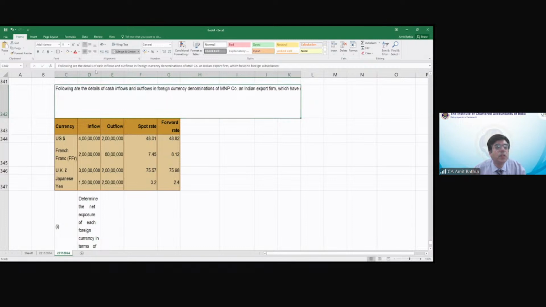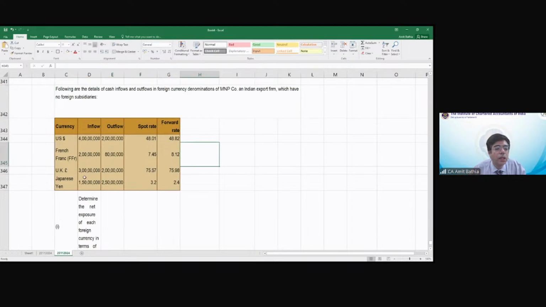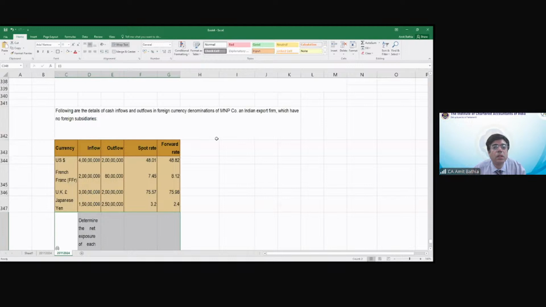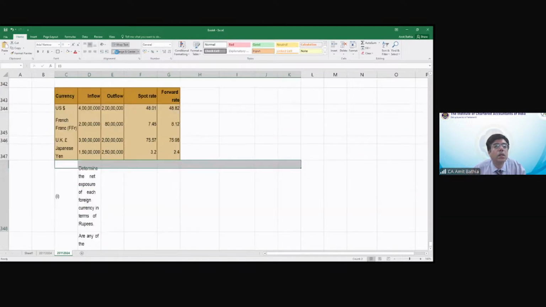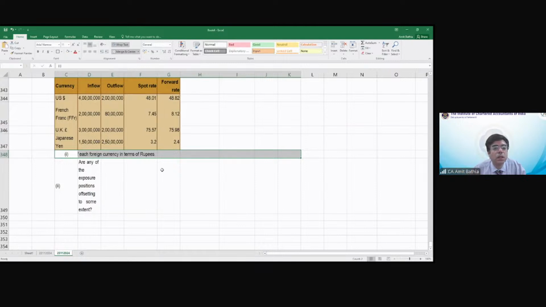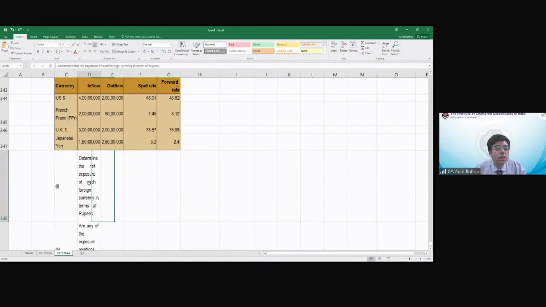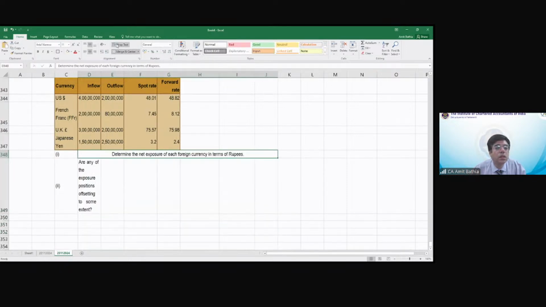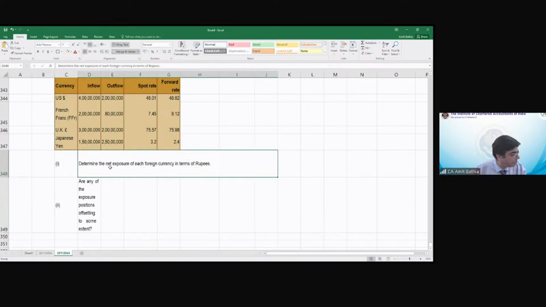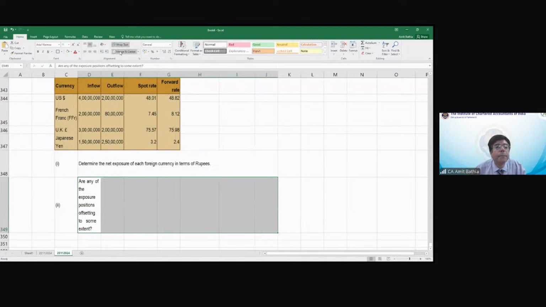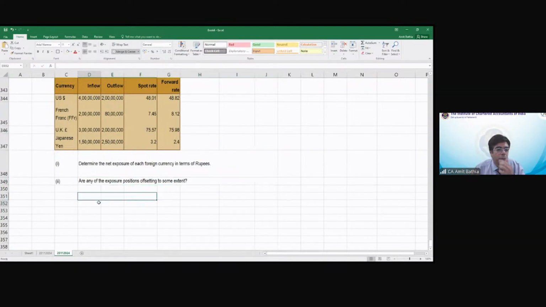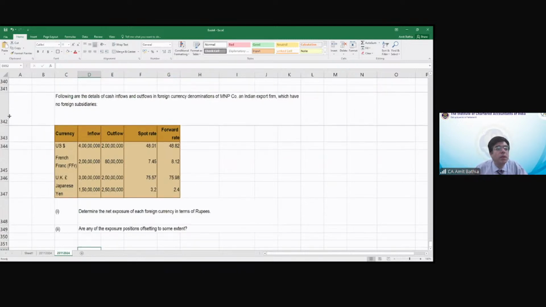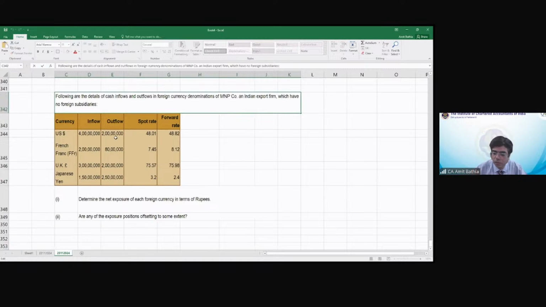All right. So this is question number 12 from the assignment which was shared with you, right? Is the question visible to everyone now? This is question number 12.